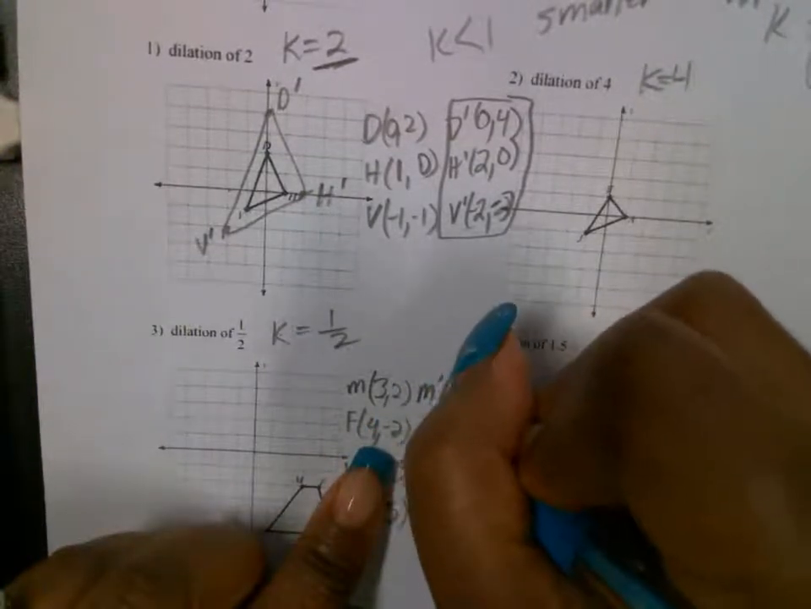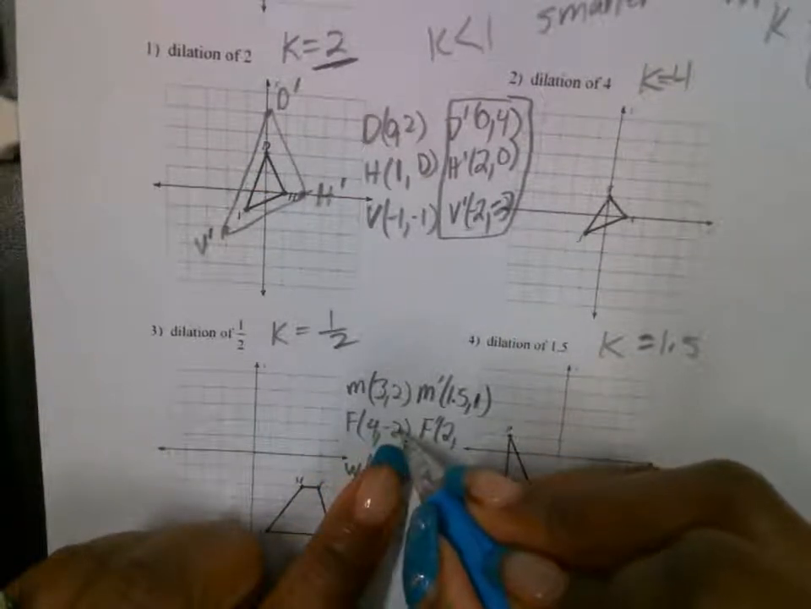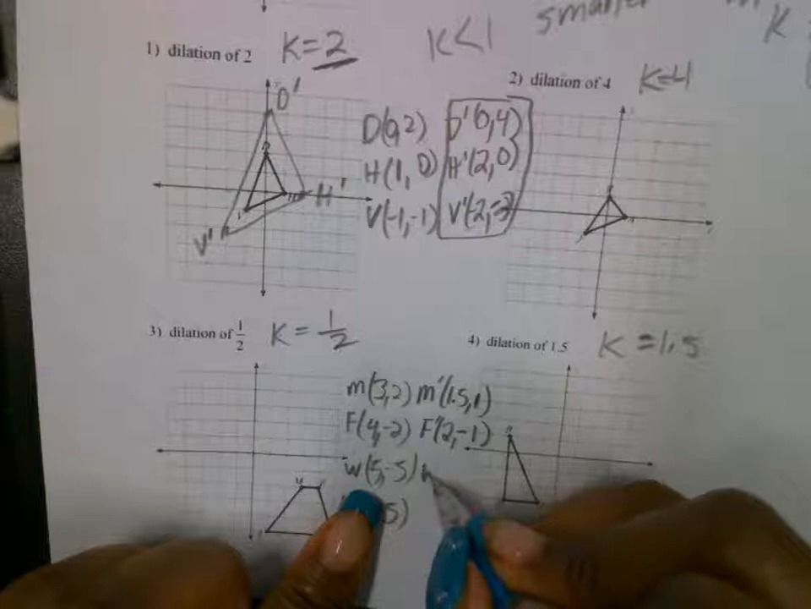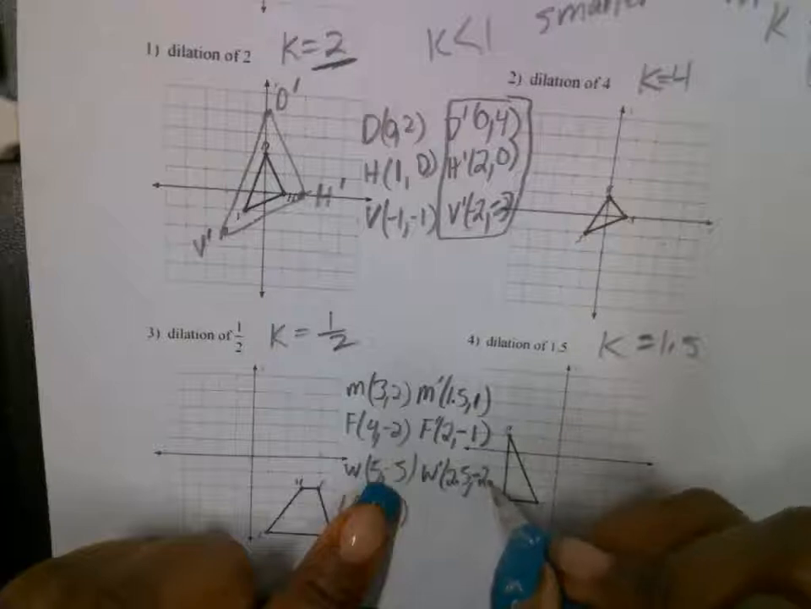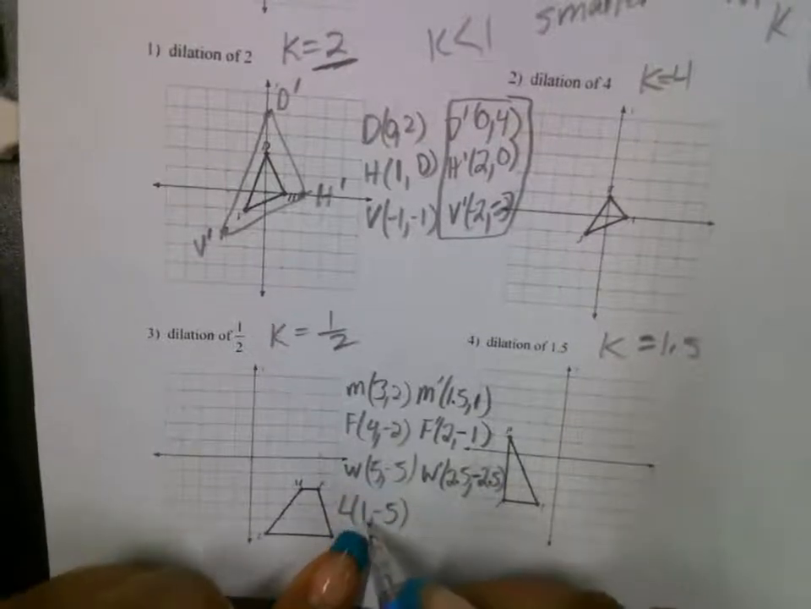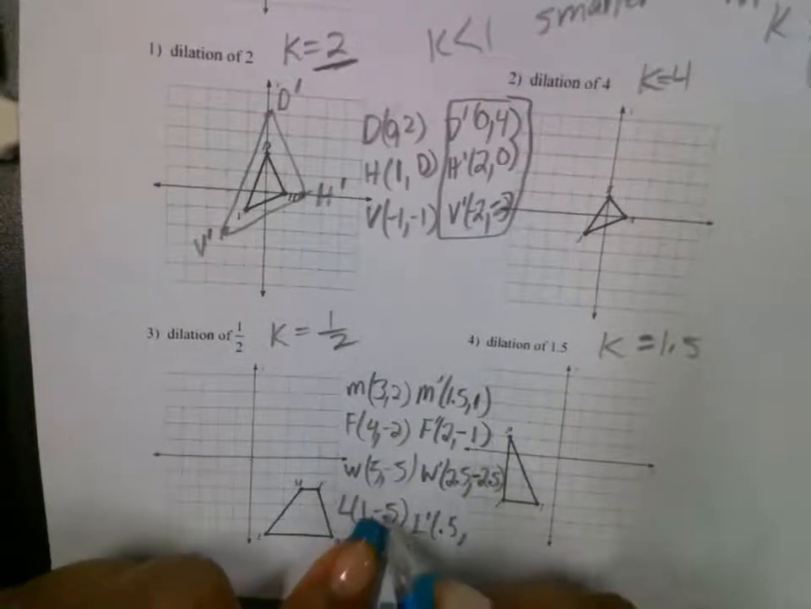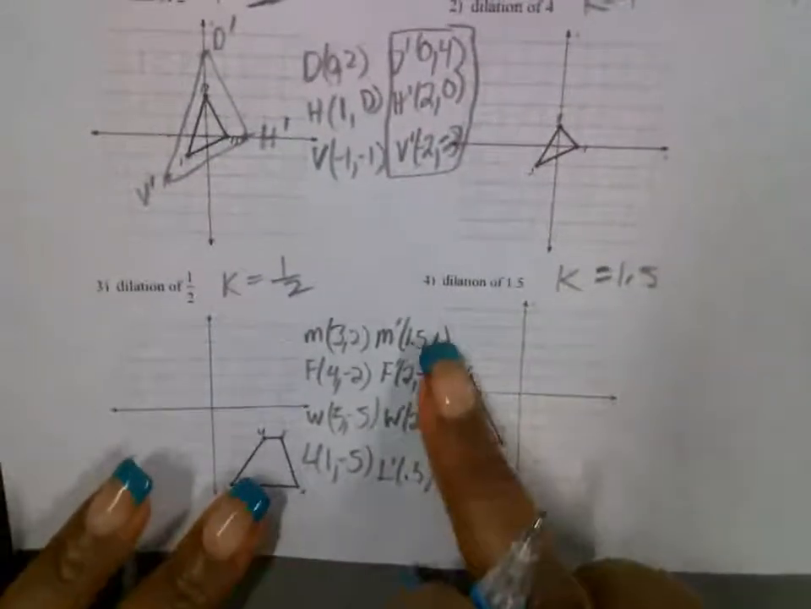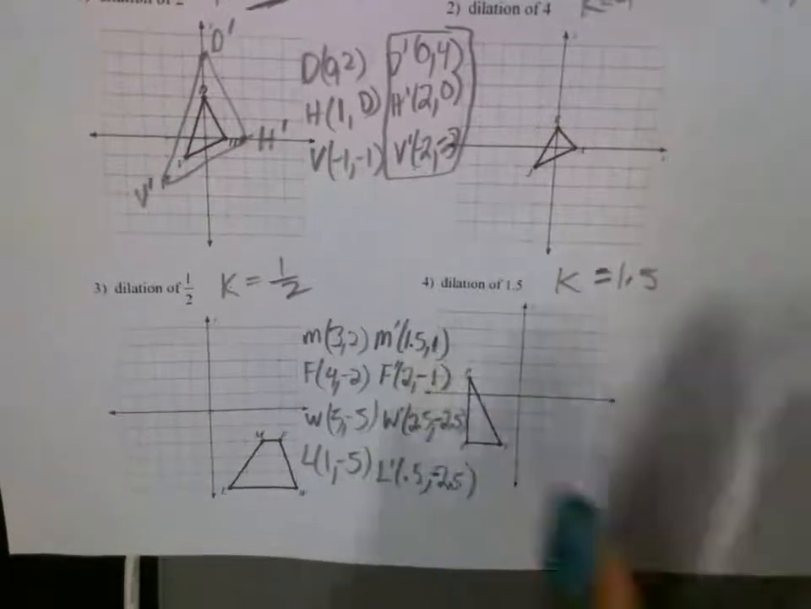Let's look at F prime. Half of 4 is 2. Half of negative 2 is negative 1. Half of 5 is 2.5. Half of negative 5 is negative 2.5. Half of 1 is 0.5. Half of negative 5 is negative 2.5. So now I'm going to graph these ordered pairs. Let's start with this one. This is a positive 1.5 and a 1.